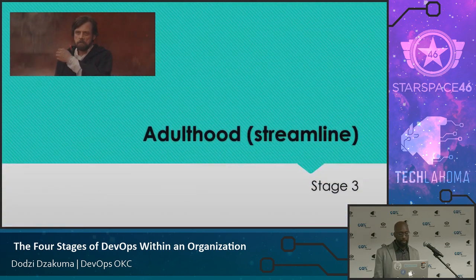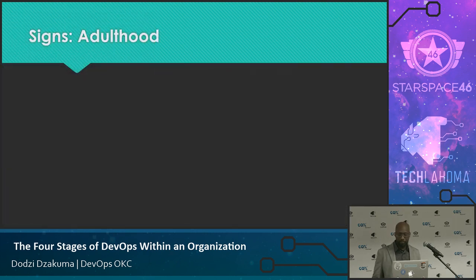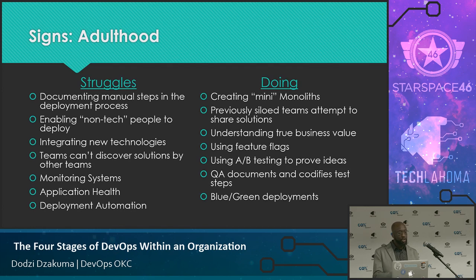Next, let's look at adulthood a little bit. You're streamlining things at this point. In adulthood, you're struggling with documenting the manual steps in the deployment process. Maybe there's a key personnel resource that hasn't told you that this is a step that you need to focus on. You're struggling with allowing non-tech people to deploy. Non-tech people at your company should be able to deploy.